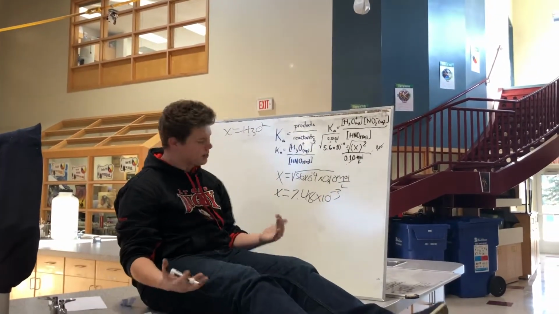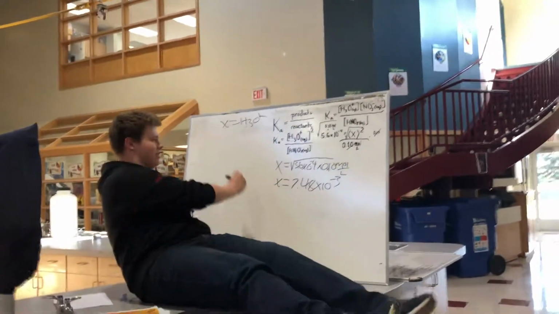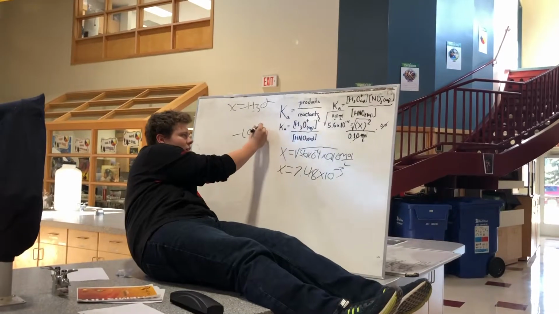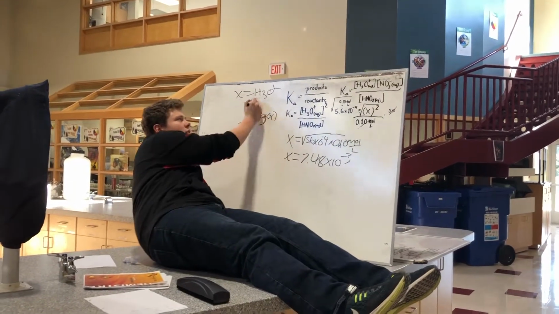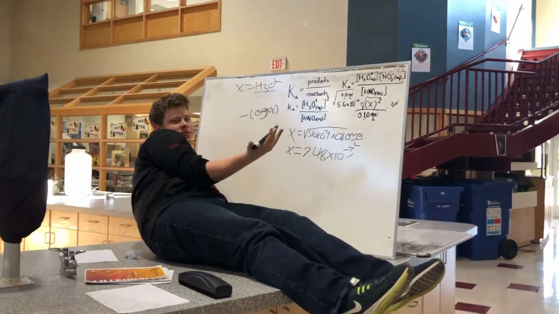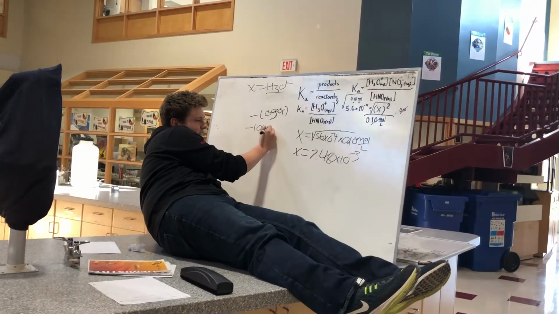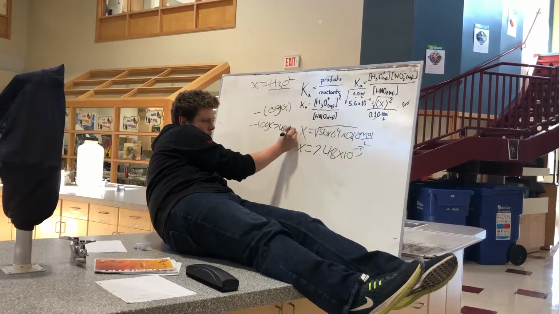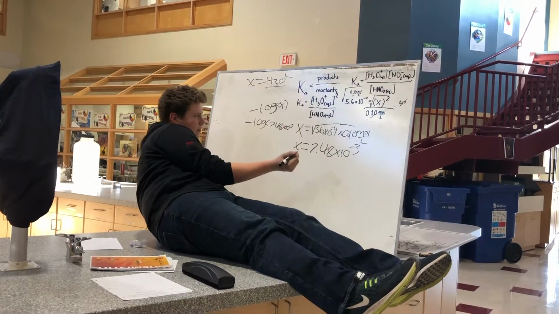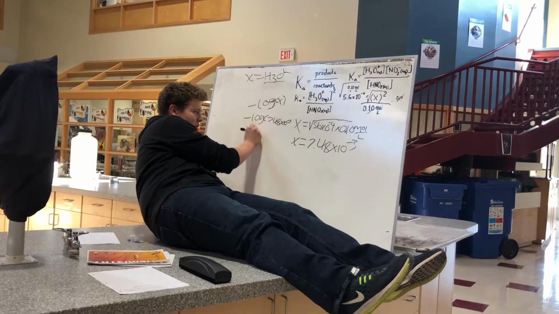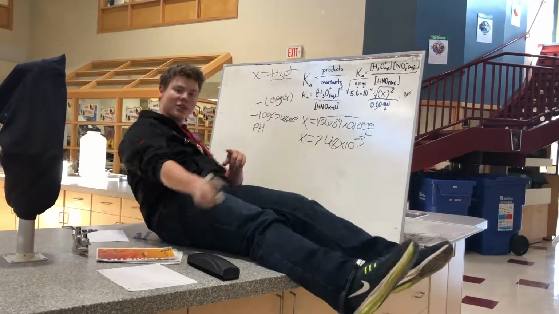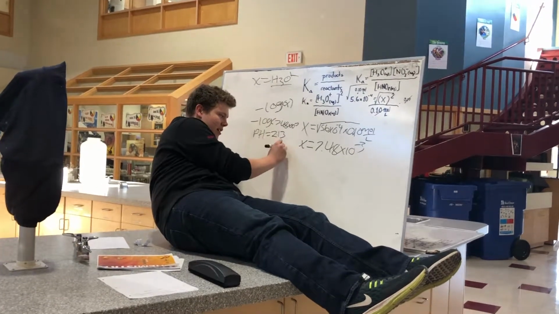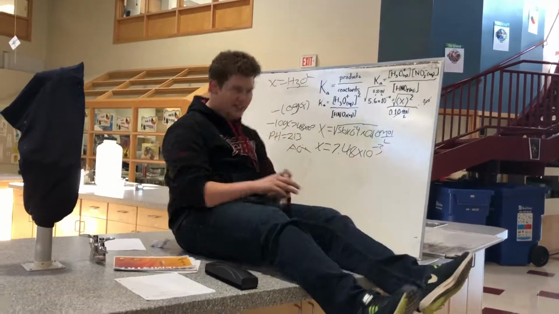To find the pH now, you take the negative log of x, or hydronium, it's the same thing, of 7.48 times 10 to the negative 3, and that gives you pH. pH equals 2.13. That's very acidic.